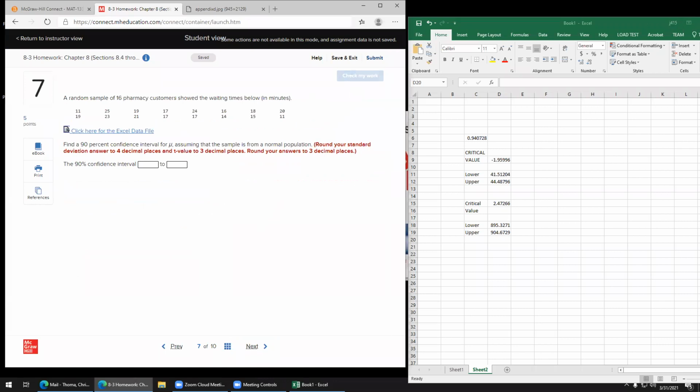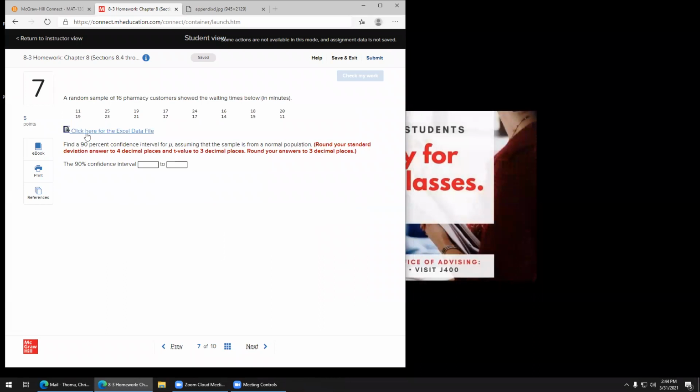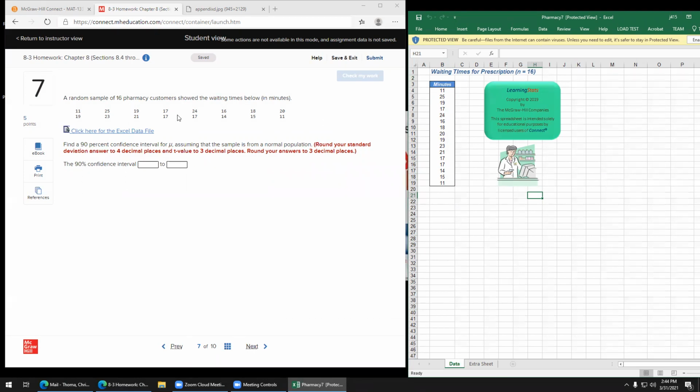All right. So we have an Excel file now. So we can close this. Don't save. To open it up in Excel, you click on the little link. It downloads the pharmacy data here. And now you can see we have all our data. What you want to do is find a 90% interval, and you have no mean and no standard deviation. So we have to go back a couple lessons here, right? So this is a good review for the final.